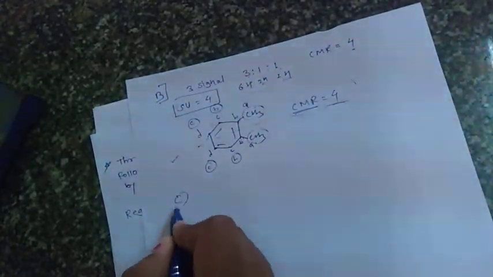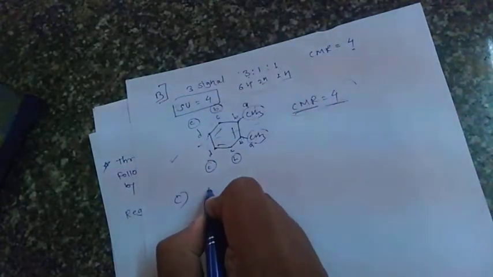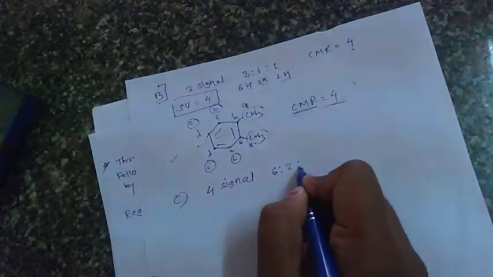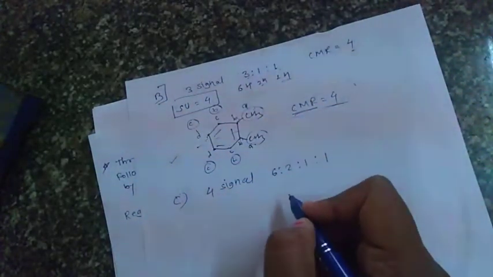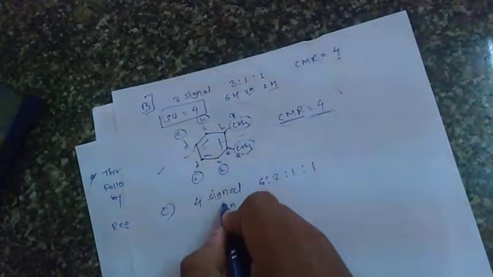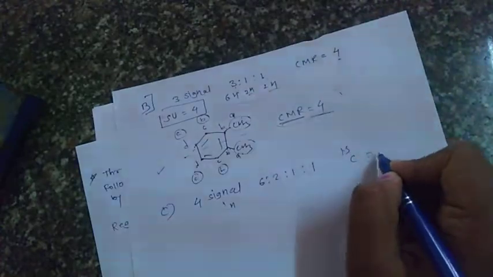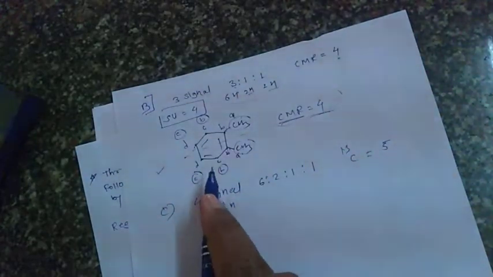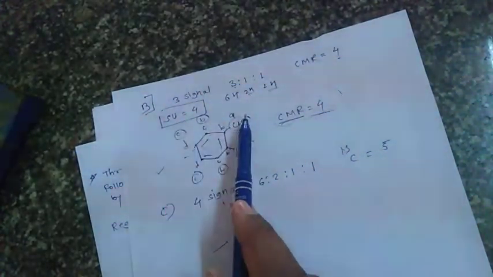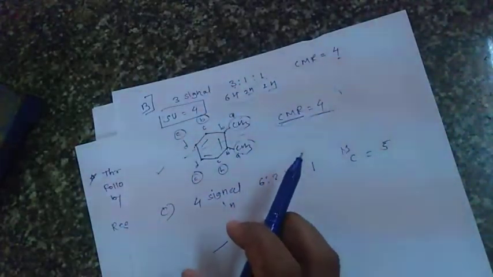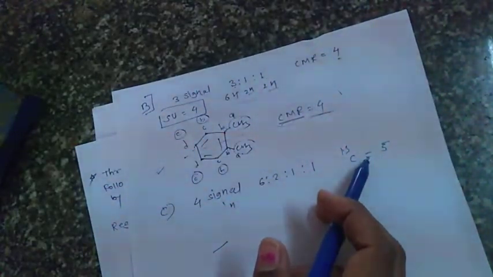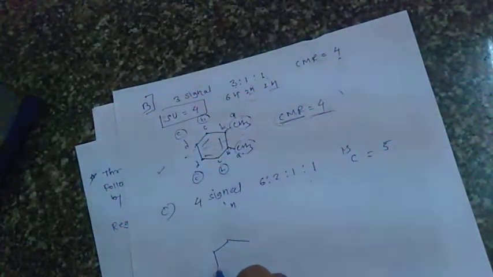Okay, let's take the another case, where this contains 4 signals with intensity ratio 6:2:1:1. That means it shows 4 signals of H1 NMR, and carbon 13 shows 5 signals. So how do we arrange? We know that the sites of unsaturation are 4, and here 2 substituents are there. We have to arrange these 2 substituents in this way. They show this type of H1 signal and 5 signals of carbon 13. Then how do we arrange it?